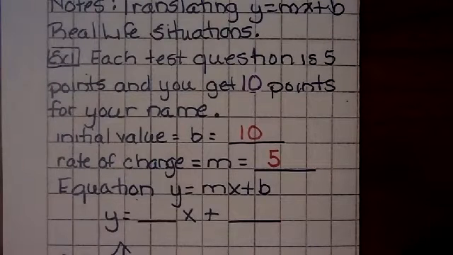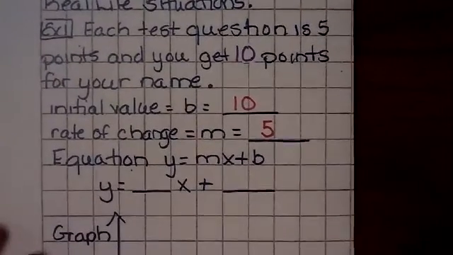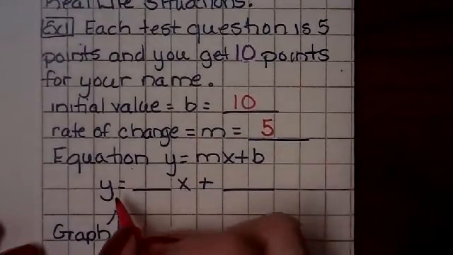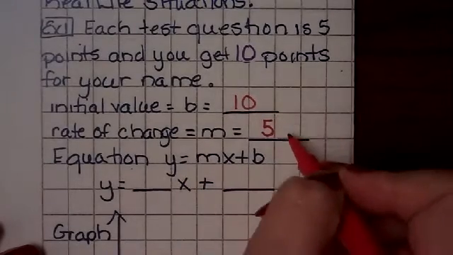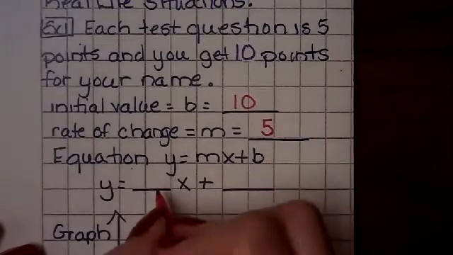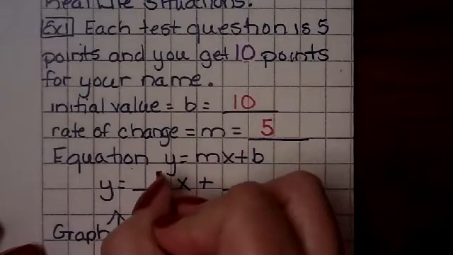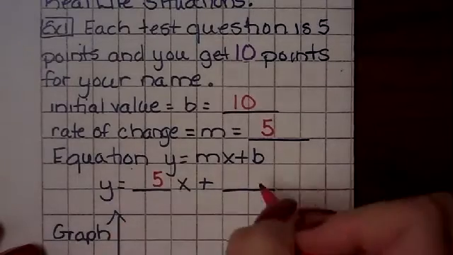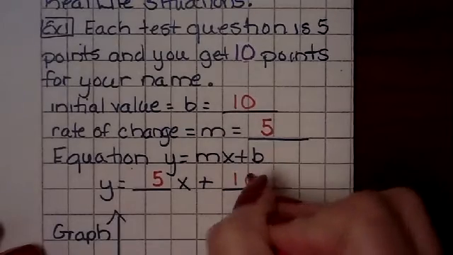Okay, now once you've identified that initial value and your rate of change, all you're going to do is substitute those numbers into our slope-intercept form equation, which is right here, y equals mx plus b. Make sure we put our numbers in the correct spot. The coefficient for x is always your rate of change, so that's 5. The 10, the constant, is always your starting amount, and that would be my 10.